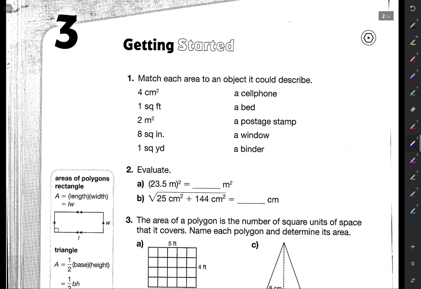So here you're going to have to know what approximately a centimeter is, what approximately a foot is, a meter is, an inch is, and a yard is. So a centimeter is about the width of your index finger.